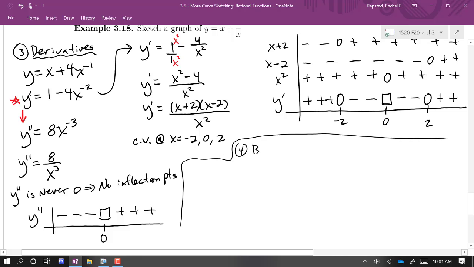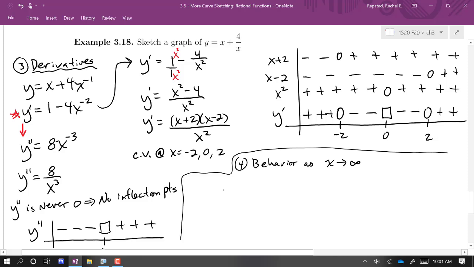Let's look at the behavior as x becomes large, as x approaches infinity. We're going to look for some horizontal or slant asymptotes. In order to find the end behavior, we're going to evaluate the limit as x approaches infinity of the original function, x plus 4 over x. Now, as x gets huge, this fraction here, 4 divided by x, approaches 0. The numerator is fixed, and we just keep dividing by bigger and bigger numbers. X itself approaches infinity as x approaches infinity. So we know that this limit approaches infinity.